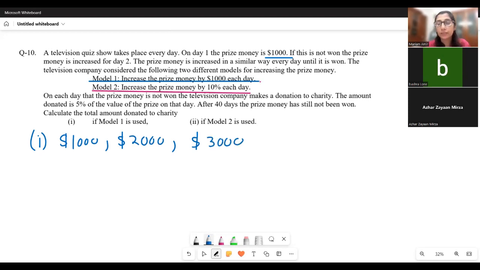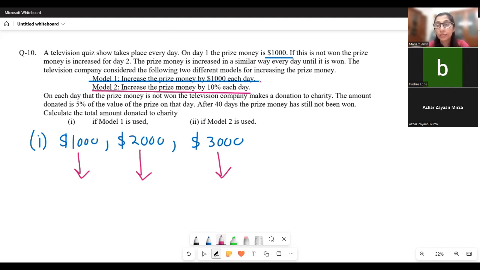Every day the money is not won, 5% of the value is given to charity. So first day, 5% of this is given to charity. Second day, 5% of this is given to charity. Third day, 5% of this is given to charity. Till 40 days. After 40 days, the prize money has still not been won.